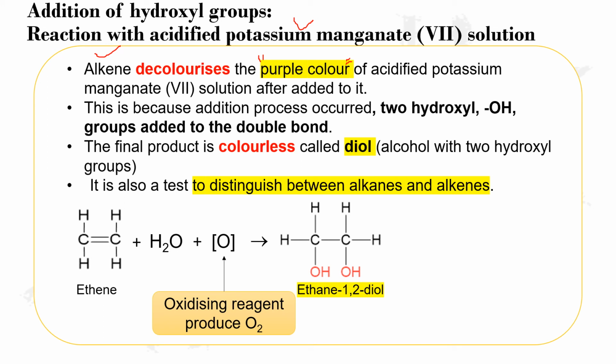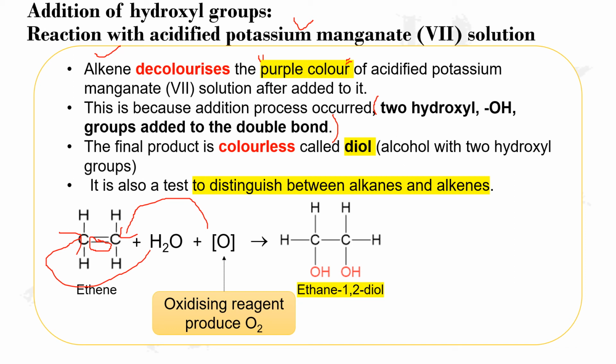This is because in the addition process, there are two hydroxyl groups added to the double bond. So when the double bond breaks, like this double bond breaks, and you get one OH group from the water here and another one to here. Okay, so the final product is colorless and we call it diol. Why diol? Remember the fact is they have two hydroxyl groups.